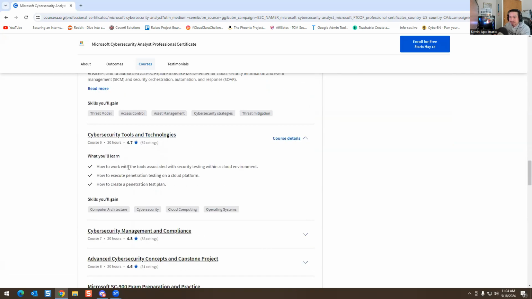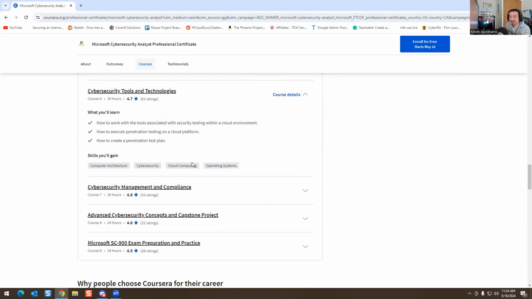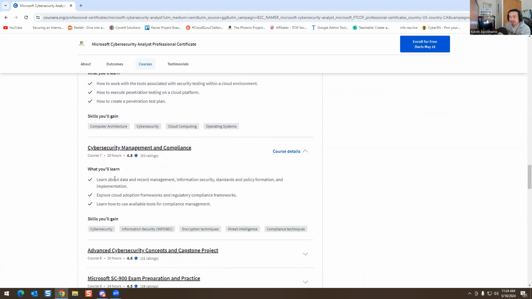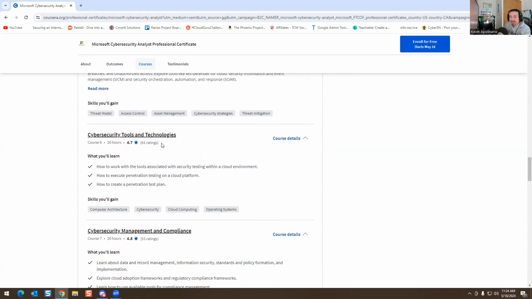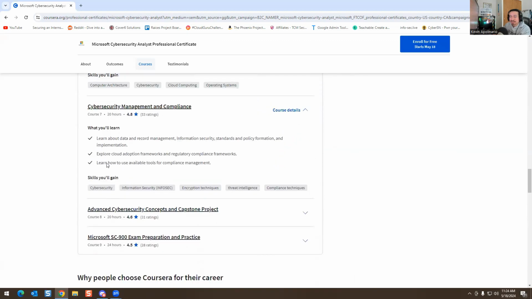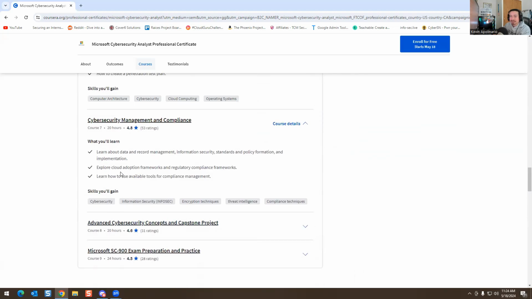And then here is course 6, how to work with tools associated with security testing. This one is really cool. They actually do cover pen testing in this course, which is kind of cool, if you're trying to do some sort of pen testing in the cloud. And then this other one is management and compliance. In the modules before that, they actually do cover the MITRE framework. It also covers the cybersecurity triad, and what else does it cover?